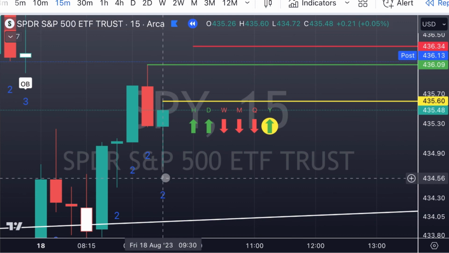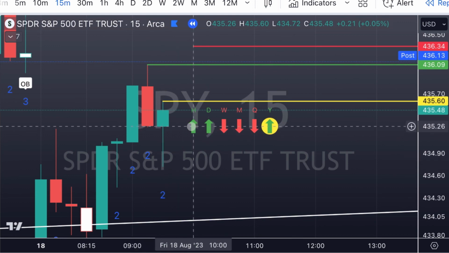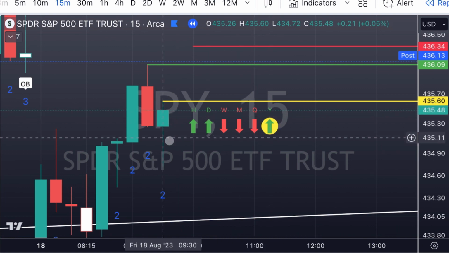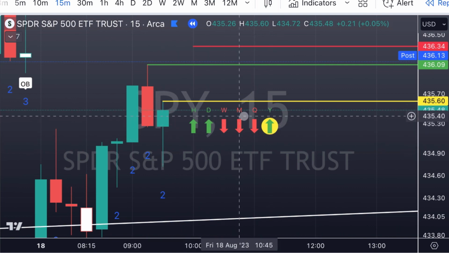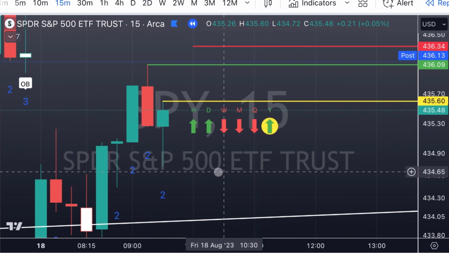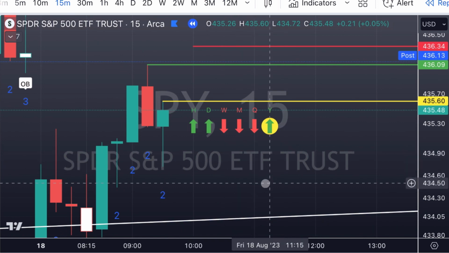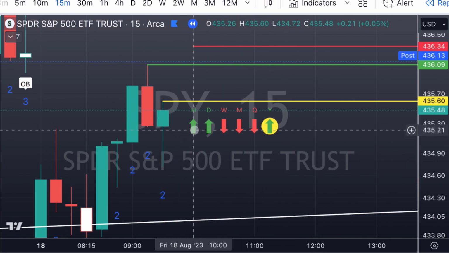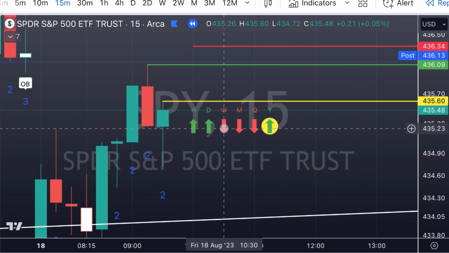So when I trade, there's a few things that we have with this strategy. Number one is time frame continuity. That's what you see right here. The H, the D, the W, the month, the Q, and the Y. That's hourly, daily, weekly, monthly, quarterly, yearly. And it tells me if there's buyers or sellers on those time frames.